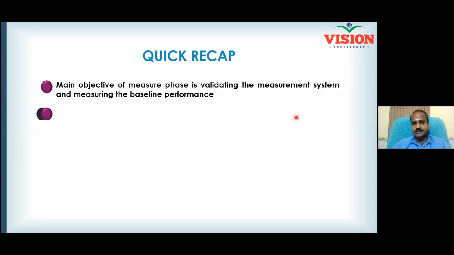So what did we understand in the morning session? The main objective of the measure phase is we want to validate the measurement system. The kind of equipment we have, is it really capable of supporting us in the project? Is it really capable of helping us understand the problem correctly? Because understanding the problem is important for solving it. And then if it is really validated, then I will proceed and measure the baseline performance, otherwise not.